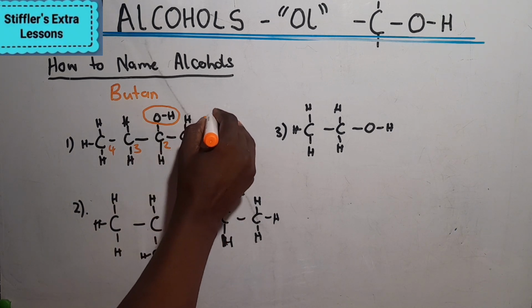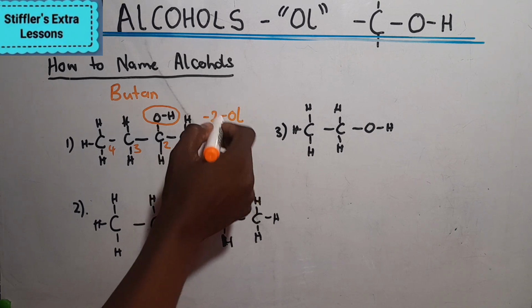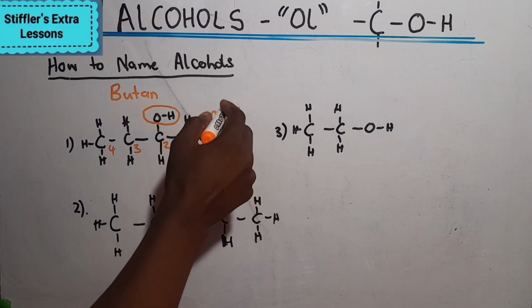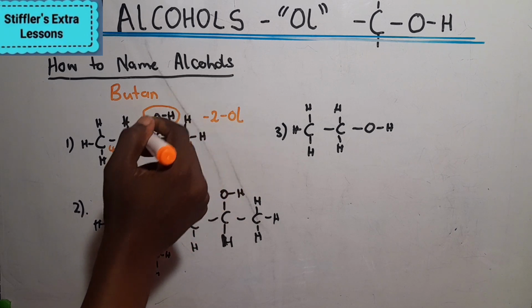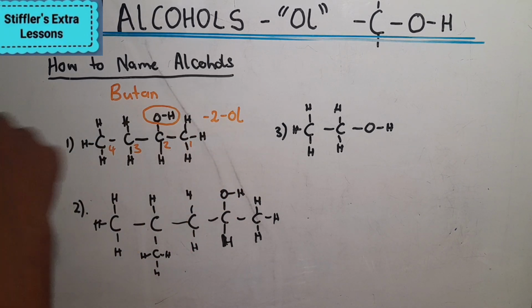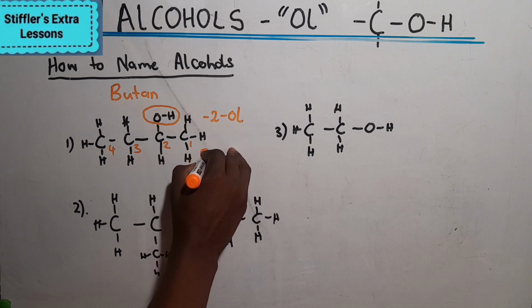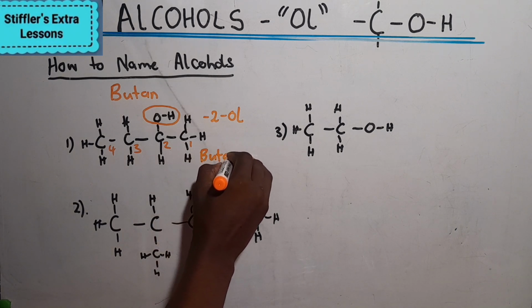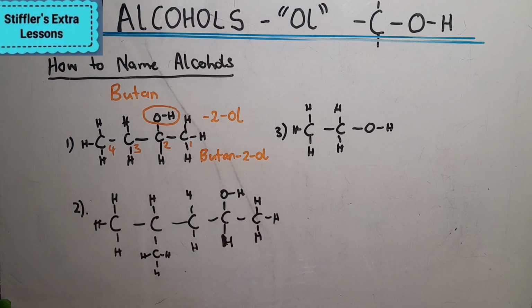So it means that on carbon number 2, we are having the ol. This ol represents that this is an alcohol. So this is the hydroxyl. This is representing the hydroxyl. So putting the name together now, we start with the parent name. So this will be butan-2-ol, just like that.